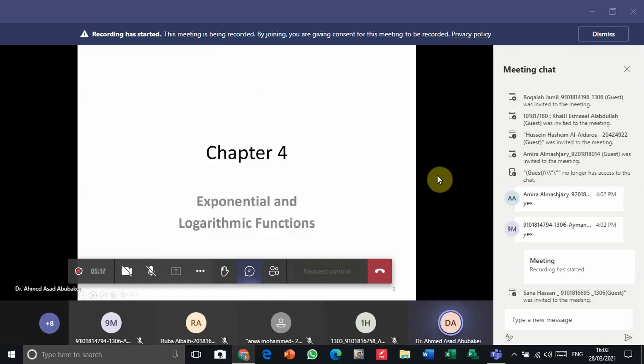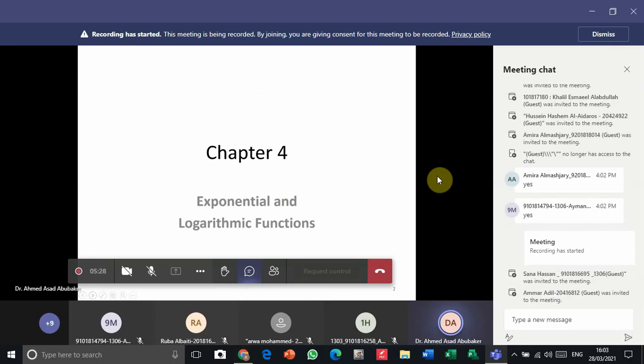Bismillah ir-Rahman ir-Rahim. Chapter 4. In Chapter 4, we have two main subjects, the exponential function and the logarithm function. Also, we have some other subjects, like the one-to-one function, how to find the inverse of a function, and how to solve exponential and logarithm equations. Okay.